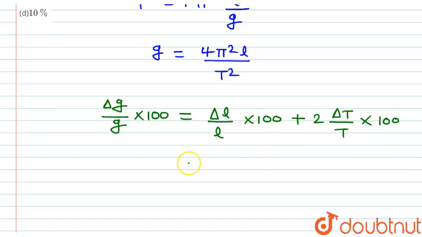So by substituting values here, the percentage error in the value of length will be 1%. So 1 plus 2 into the percentage error in the value of time, which is 3%. So 1 plus 2 into 3, it will be 7%. So the percentage error in the value of gravity will be 7%.